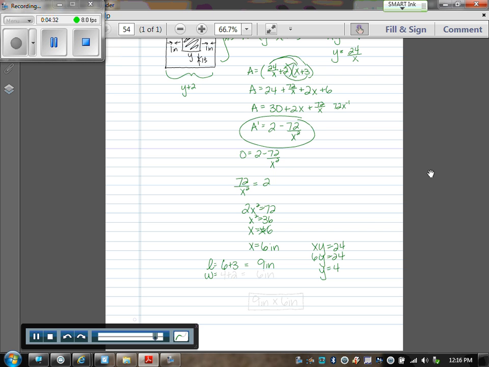So if I want to find the width of my page, I want to plug in y plus 2. And so the width of my page is actually going to be 6 inches. So the dimensions of my page should be 9 inches by 6 inches. This is going to give me the least amount of paper used for my problem.